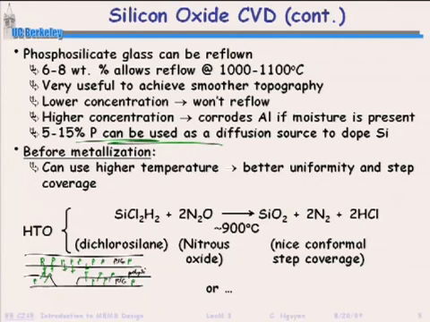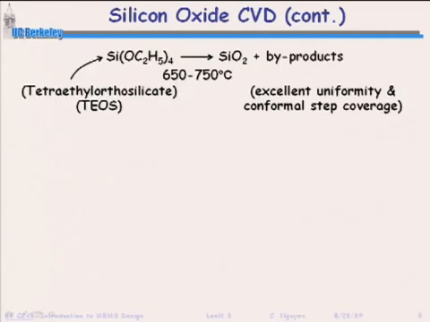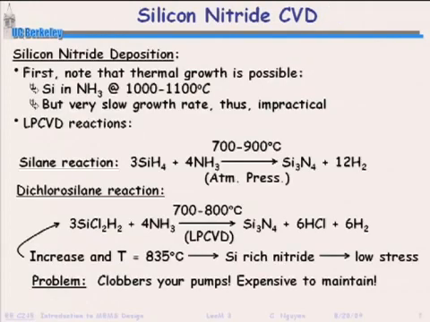Another way to put down a good conformal coverage of oxide is using TEOS, tetraethyl orthosilicate. That's the formula for TEOS right there, and you're basically decomposing this at high temperature into silicon dioxide. Again, since this is a high temperature process, this also has excellent uniformity and conformal step coverage. So moving on from oxide to silicon nitride, this is another important layer to use for MEMS processes, and CMOS processes alike.